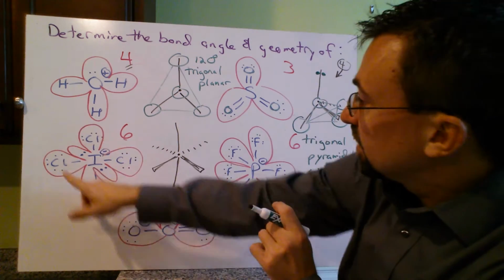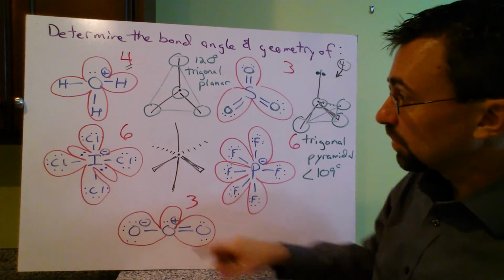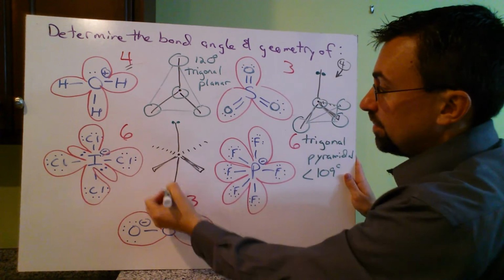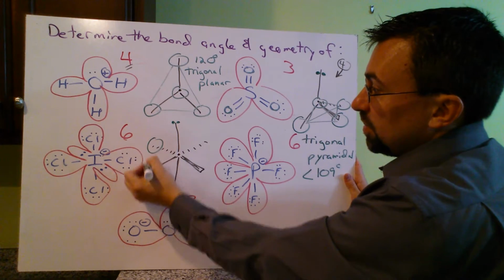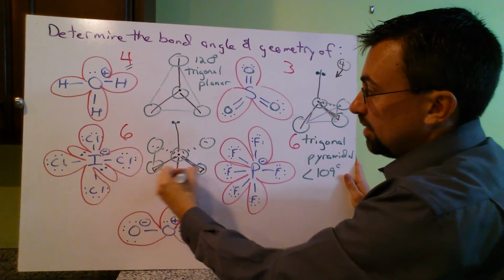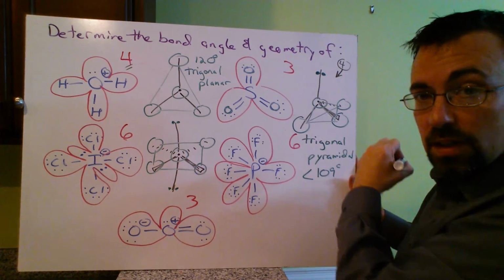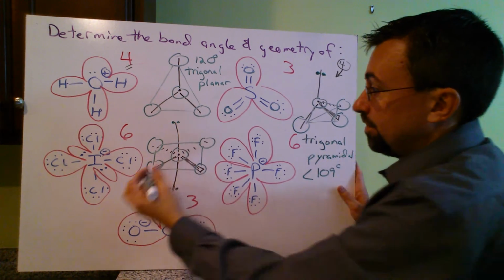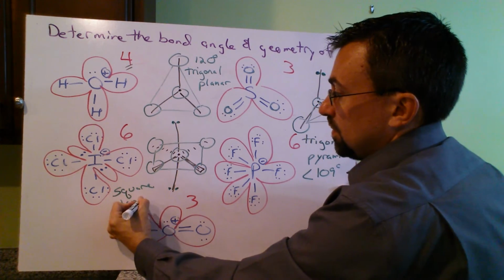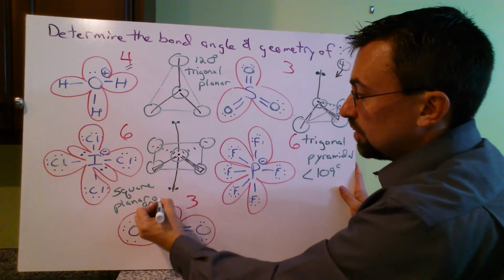If I were to take this with 6, we have 2 lone pairs. Remember, we have to put them as far apart as possible. So I'm going to put one at the top, one at the bottom, and then I'm going to just put my chlorines in and my iodine in. And I get something that would be square planar. And these are 90-degree angles.